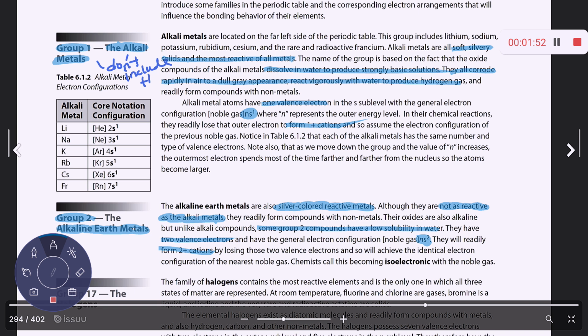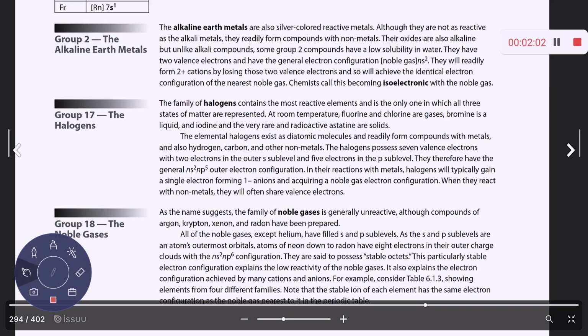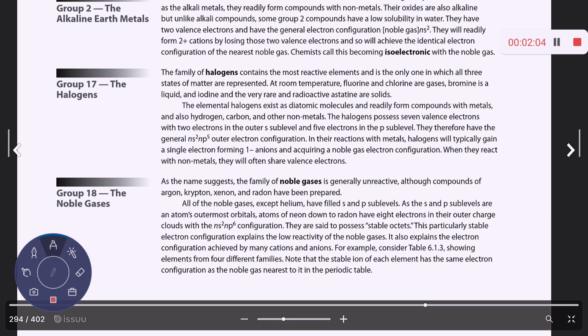And then you've got group 17. Group 17 are known as the halogens. Halogens are the most reactive elements on the periodic table. And you will have all 3 states of matter present. So you'll notice we have solids, liquids, and gases. And then you've got a rare radioactive solid, astatine, as part of its group.